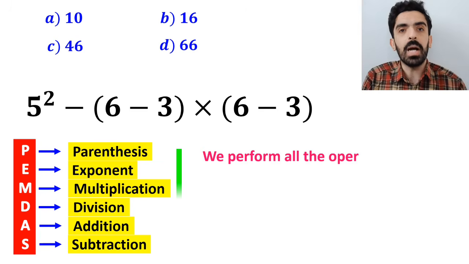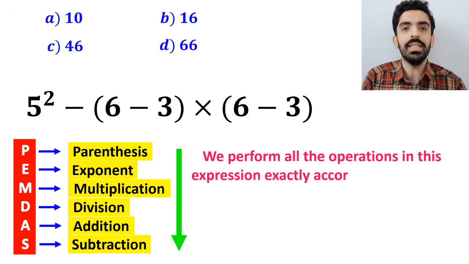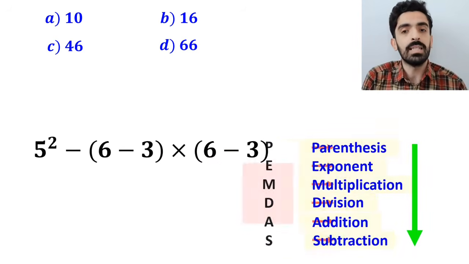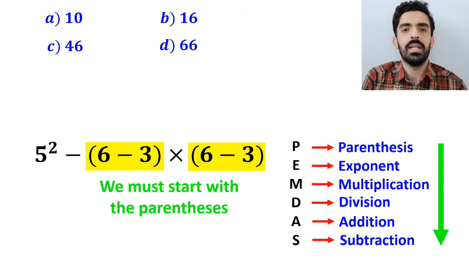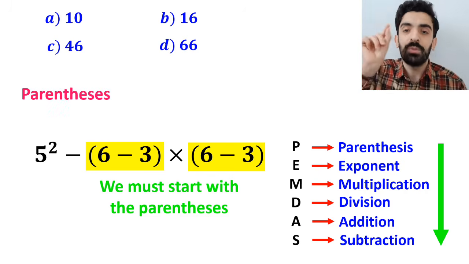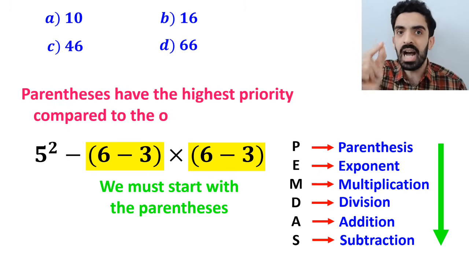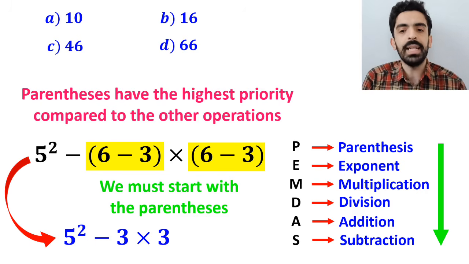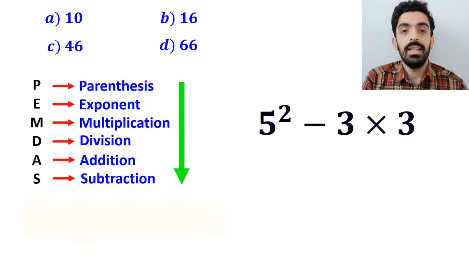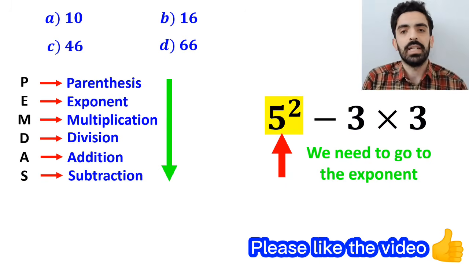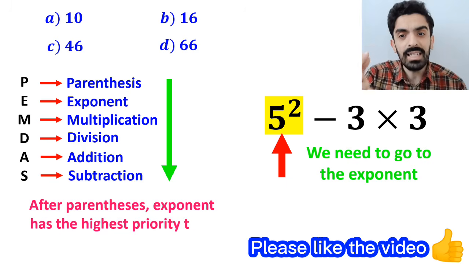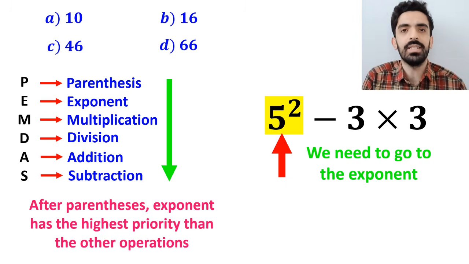We must perform all the operations in this expression exactly according to the PEMDAS rule in order from top to bottom. So, we must start with the parentheses first, because according to the PEMDAS rule, parentheses have the highest priority compared to the other operations. Okay, instead of this expression, we can write 5 squared minus 3 multiplied by 3. And the next step, we need to go to the exponent, because in the PEMDAS rule, after parentheses, exponent has a higher priority than the other operations.